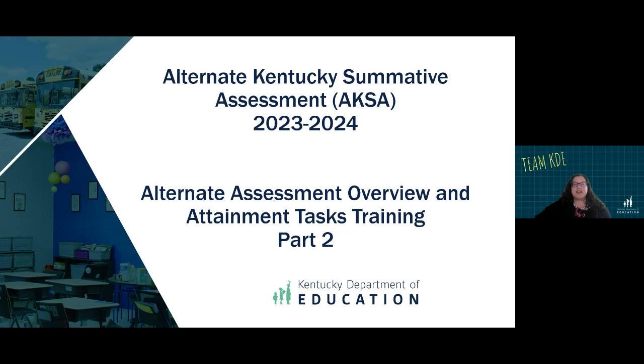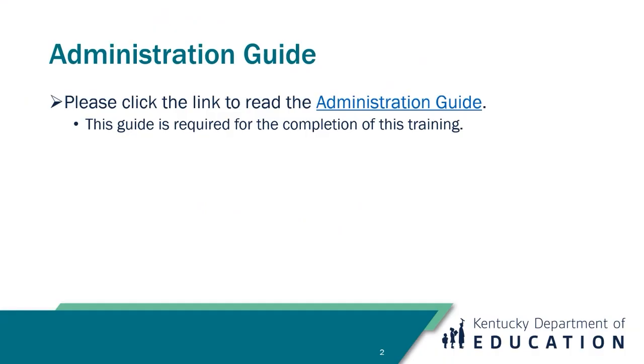This part of the training will focus primarily on information related to the administration protocol of the attainment tasks. On this slide, you will find a link to the Combined Attainment Task Administration Guide. Please open or download the administration guide for today's training. It is also found on the Kentucky Alternate Assessment Resources page. Many quiz questions will come from the administration guide, so it is critical to have access to it.